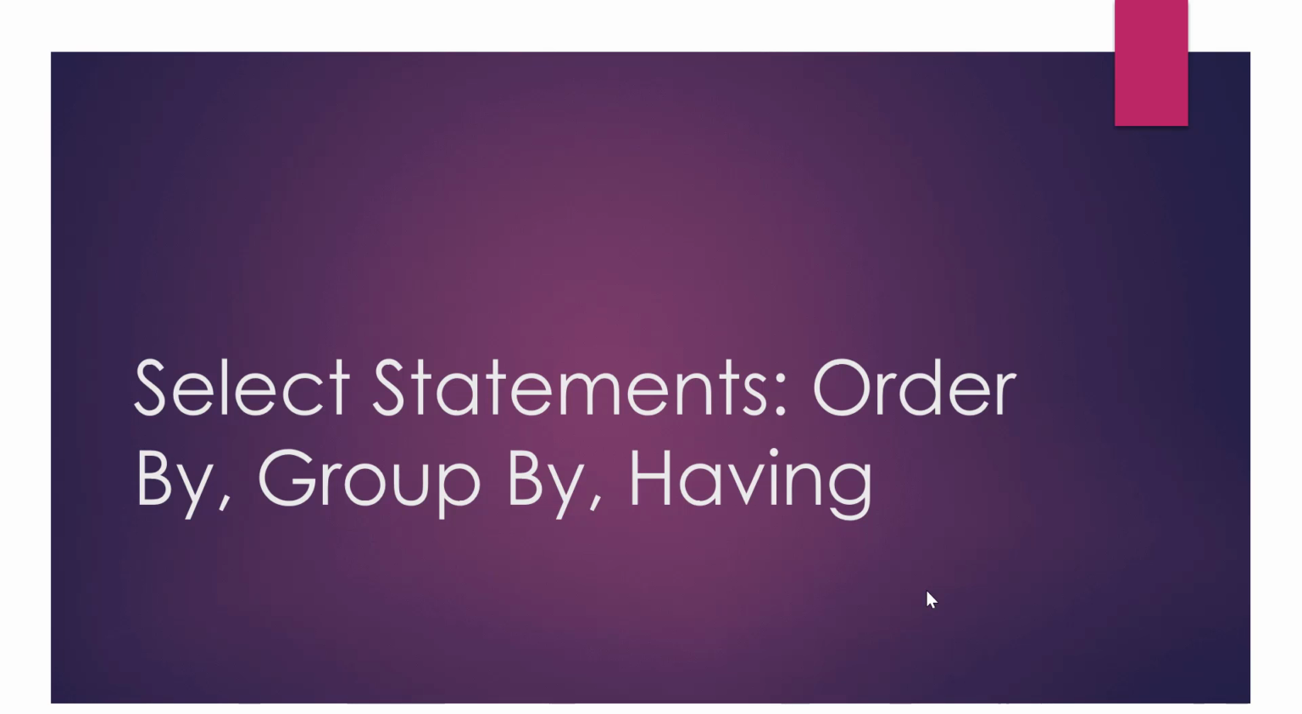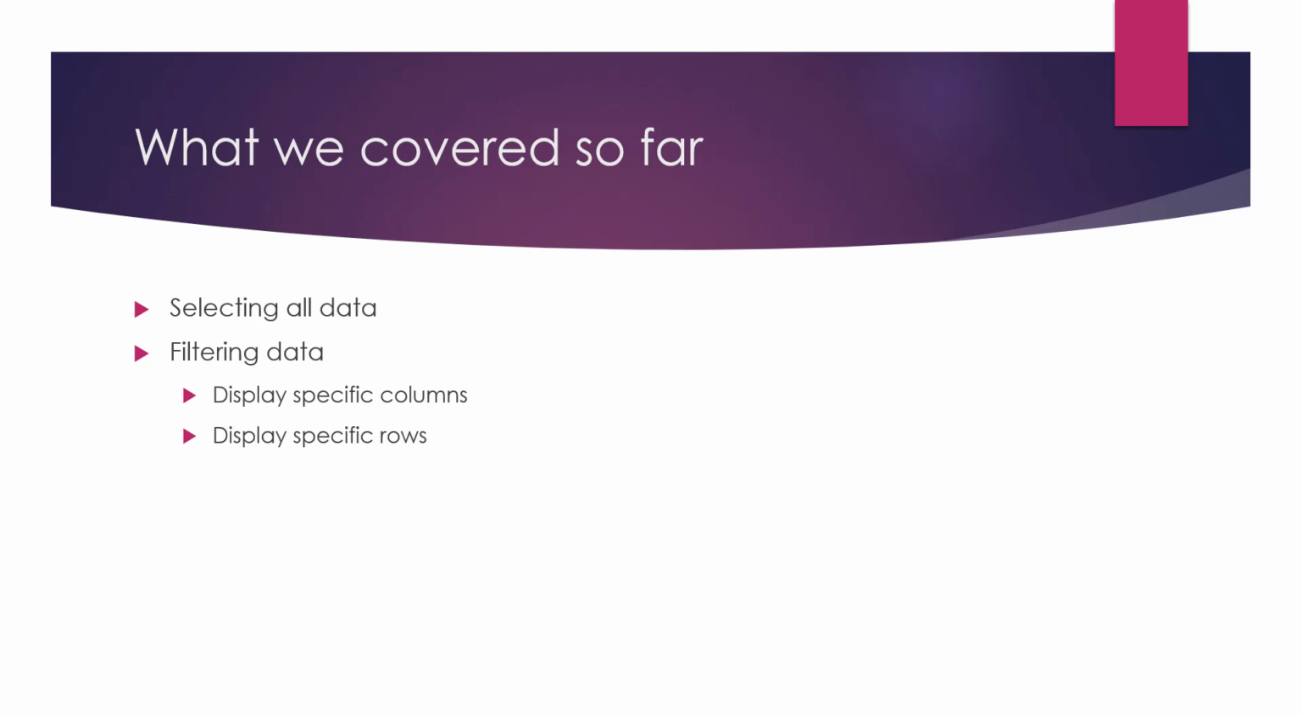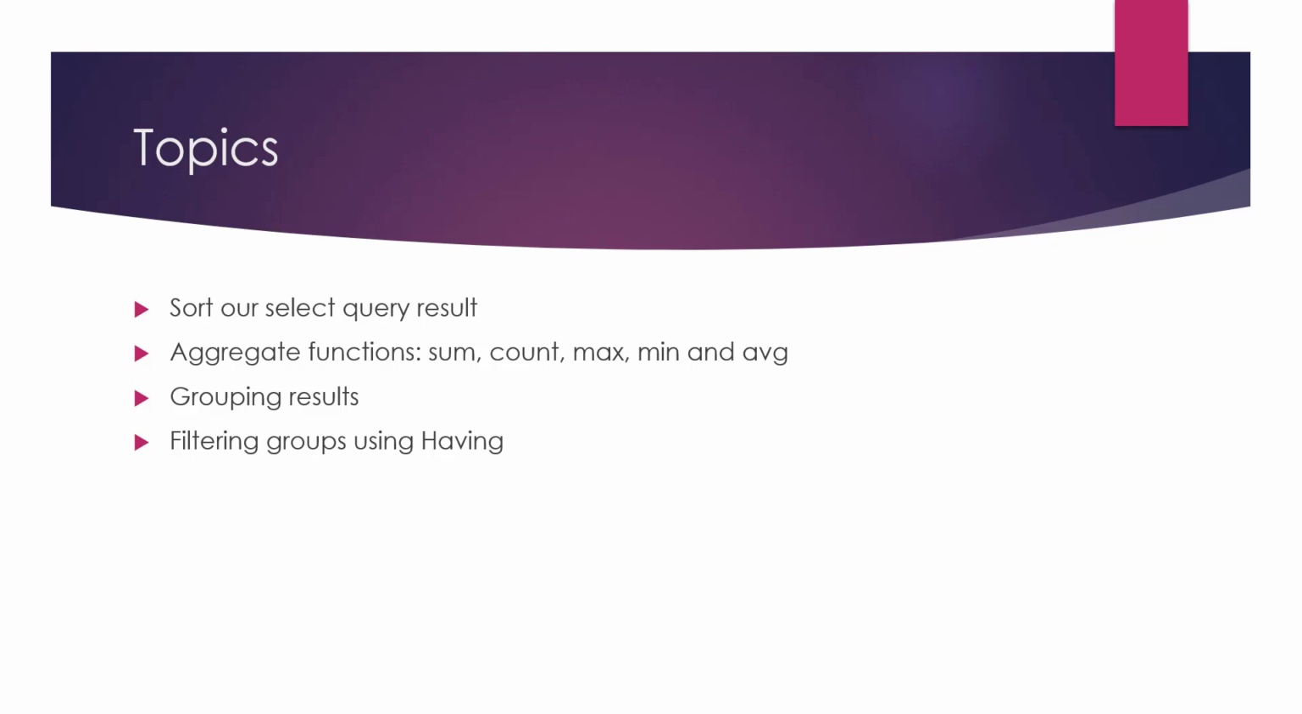In this video, we are continuing with our select statements. What we have seen so far is how to select all the data from the table, and also how we can filter the data, whether we want to display specific columns or filter our rows using the where command. In today's video, we are looking at how we can sort the result of our query, whether in an ascending order or a descending order according to a specific column.